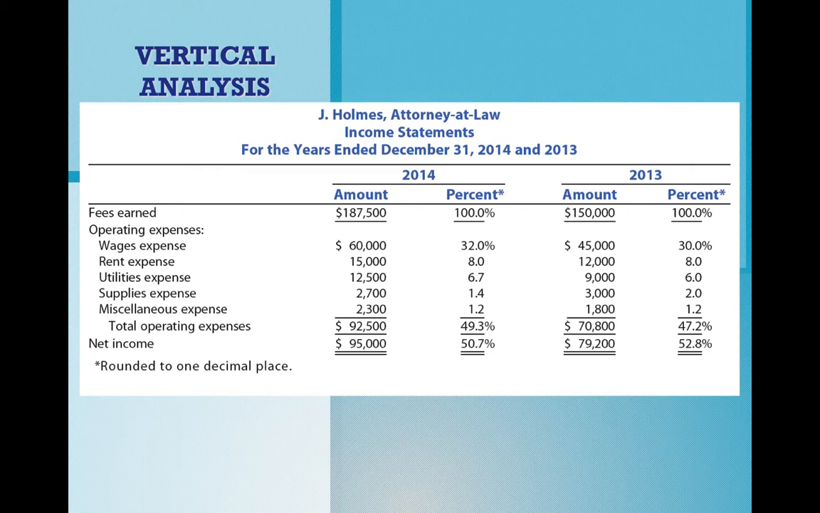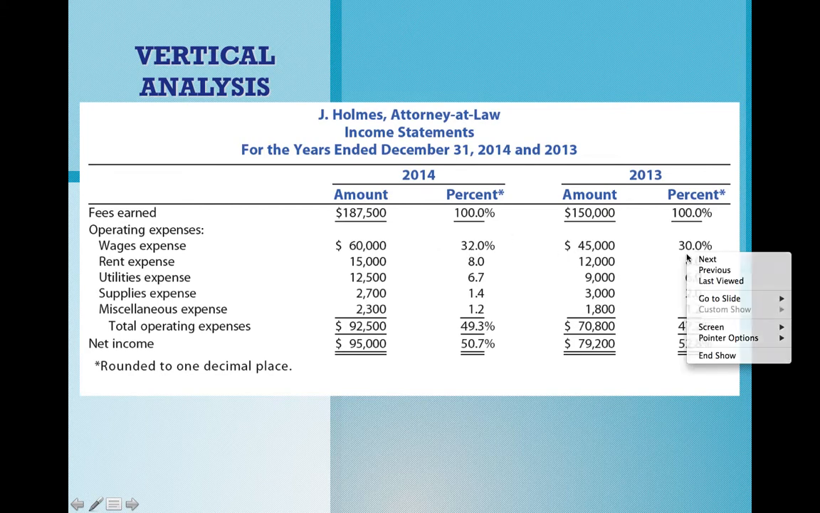So 187.5 divided by 187.5 is 100%. 60,000 divided by 187.5 is 32%, and so on. Just keep doing that, and that's how you get your percentages on the right-hand side. So this is doing a vertical analysis. The reason we do that is we can compare expenses from one year to the next. I can see wage expense went up by 15,000. Which might make sense because we had more revenues, but now I realize that this wage expense is 32% of revenues, whereas last year was 30% of revenues.